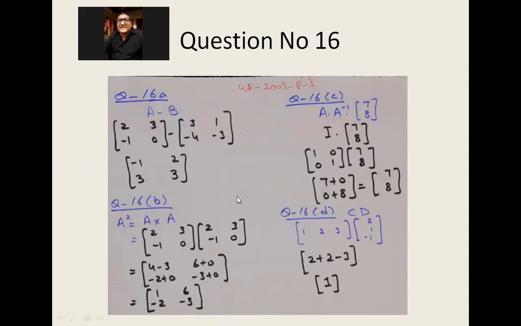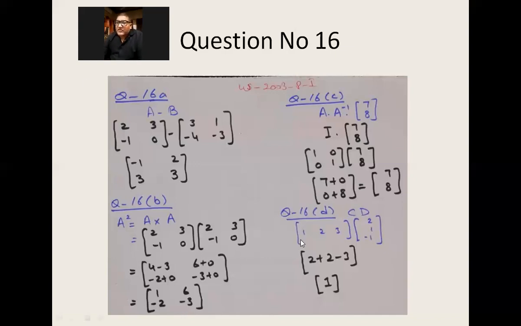So that was question number 16, C part. Hopefully you have understood. And question number 16, B part, you have to multiply C with D. The value of the C matrix is given, the value of the D matrix is also given. I have written them.